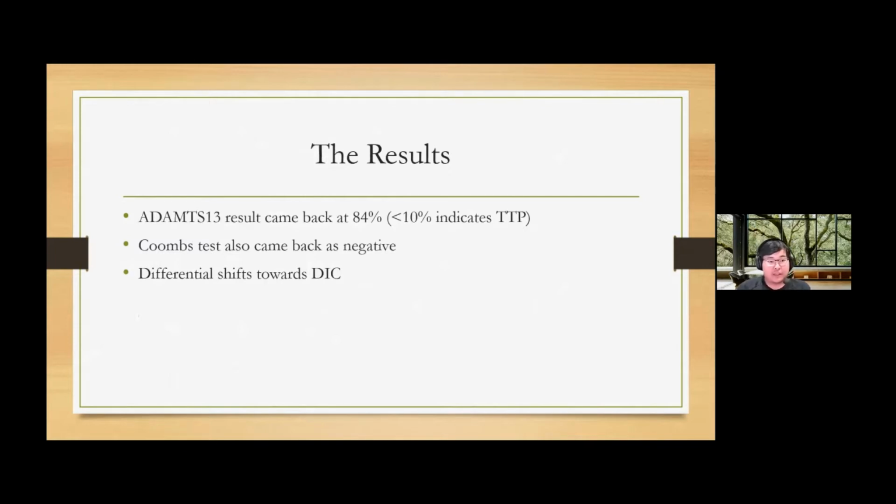Sometime later down the road, we get the results back from the lab, and the ADAMTS13 result came back at 84%. Remember, the cutoff is usually 10% for TTP. But the lab also did a Coombs test, because we're testing for antibodies against red blood cells, since she does have elevated LDH along with schistocytes on peripheral blood smears. After all this came back negative, the clinical team starts to think maybe this is actually DIC and not TTP.